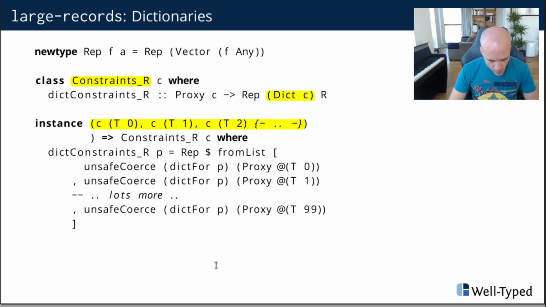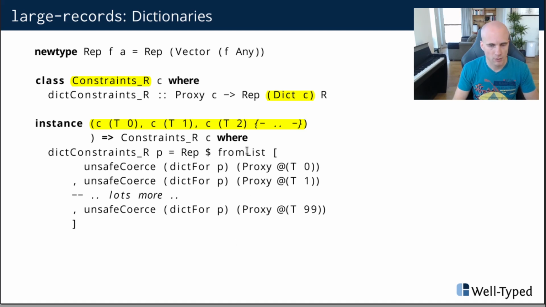The other thing I want to show you is how we deal with the dictionaries. Remember, not only do we have our own representation for records, we're also going to have our own representation for dictionaries for those records. Because I showed you before that defining a class that has n superclass constraints results in something that is quadratic in n. So how do we avoid this?